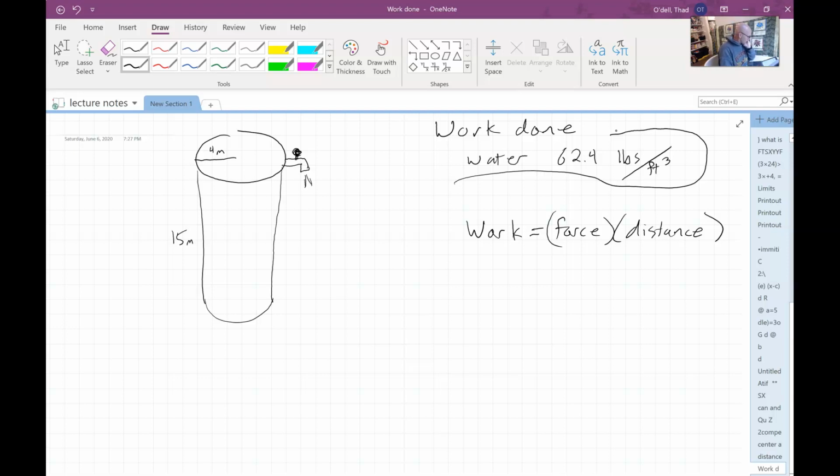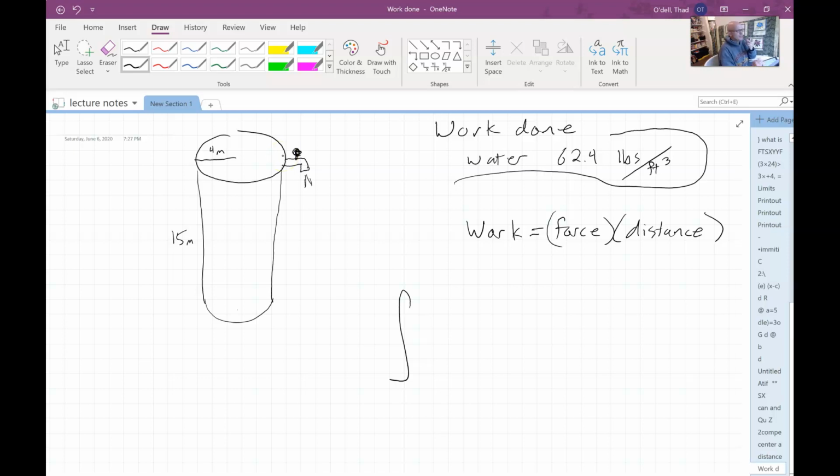And once again, when we're looking at integrals, the reason why we need integration in this case is because not all the water is moving the same distance. The water at the bottom is going to move 15 feet. The water at the top is going to move hardly anything at all. So the distance is changing.